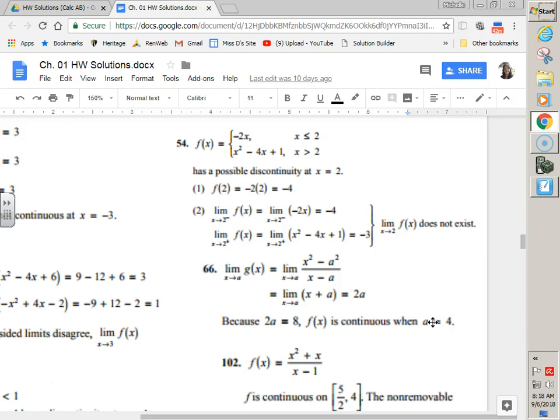Number 54. Why are they saying a possible discontinuity at 2? What do we call 2 in class? Separator. Good. So separator, we have to see if the branches are meeting up, right? So are they meeting up? Where's this guy going? Plug it in. -4. Where's this guy going? Plug it in. 4 minus 8, -4. -3. Is that what they found?